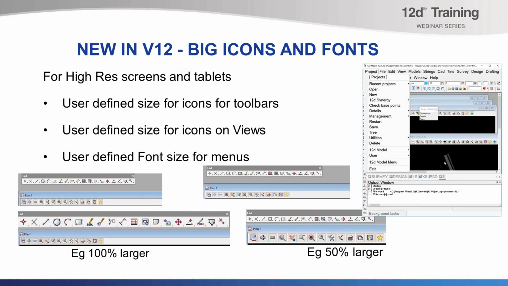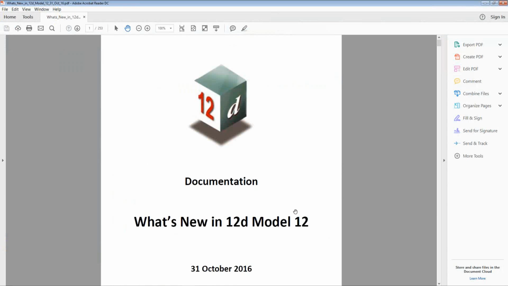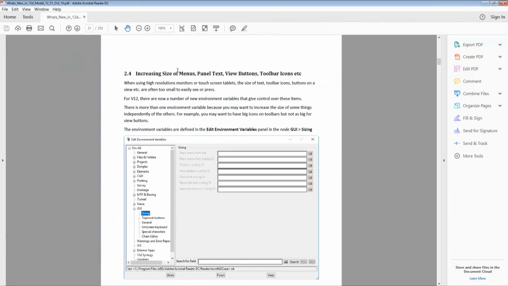I'm going to be jumping in and out of this PowerPoint today because I want to go through some of these as we come across them. So I'm just going to quickly jump out now and bring up this. This is the documentation that comes out with 12D version 12. It's 253 pages long, this one. And in this one, I'll go down to the page where you can actually see the method for increasing the font and the toolbar sizes.